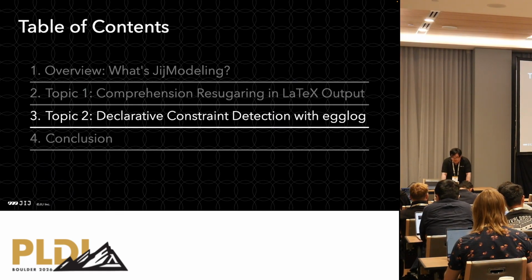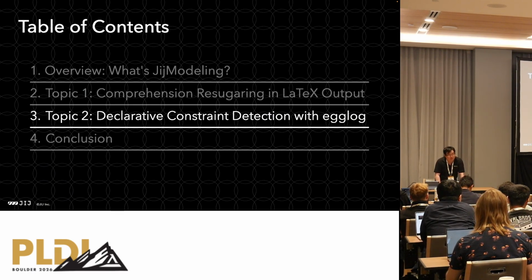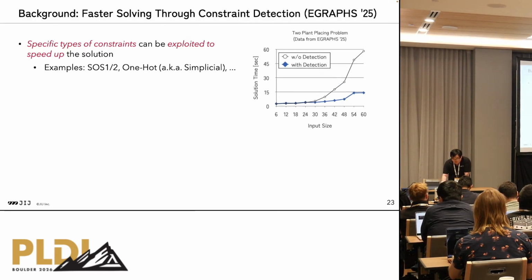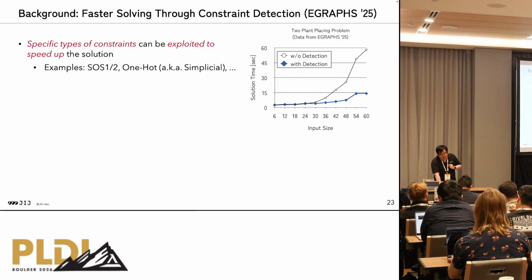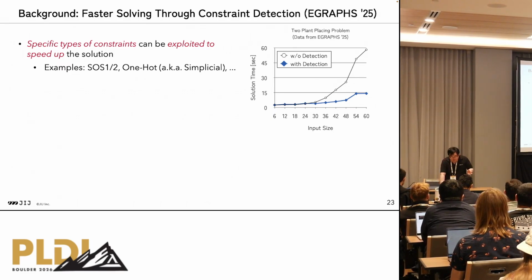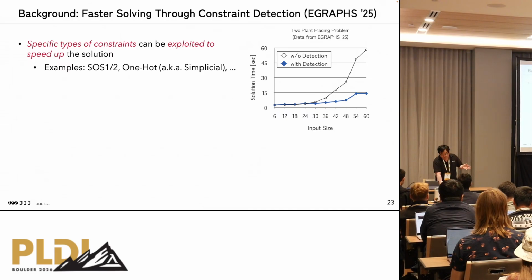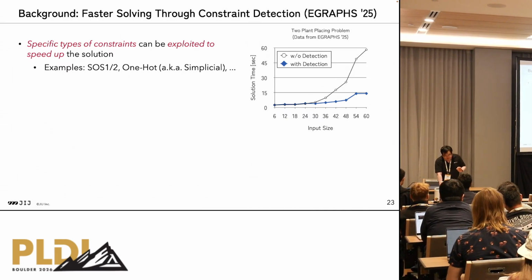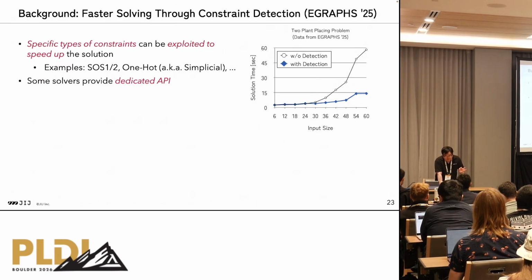Okay, so next we move to the second topic, declarative constraint detection with Egglog. This topic is a continuation of last year's talk. In mathematical optimization, some specific kinds of constraints can be exploited to speed up solving. Examples include SOS1, SOS2, and one-hot constraints. And some solvers provide dedicated APIs for such types of constraints.